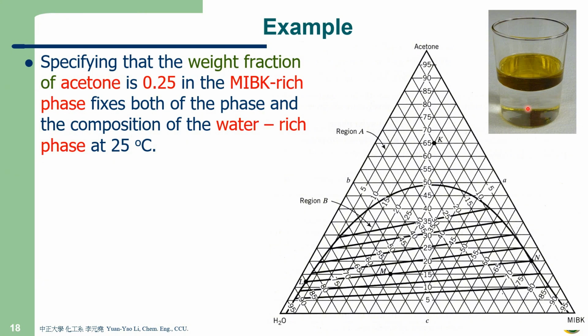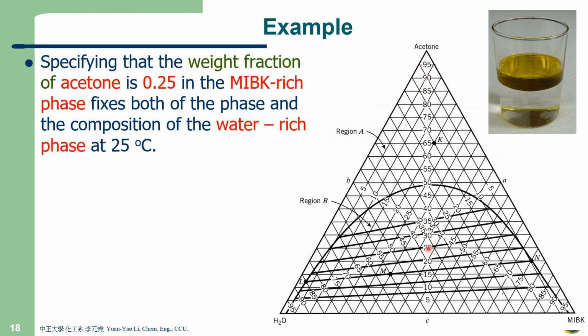And you need to know the composition of MIBK and the composition of water. Once you find this out, you want to know the water rich phase, and you want to know the composition of water, acetone, and MIBK. Okay, so this is the example you need to get some answers for. So where the acetone is 25, this is acetone, right? So this is 25.